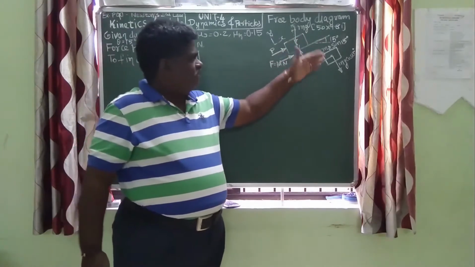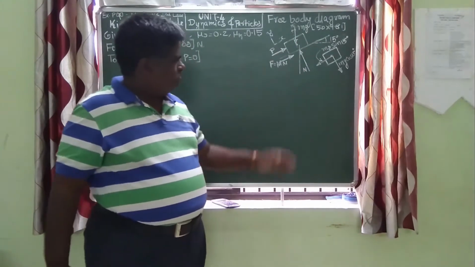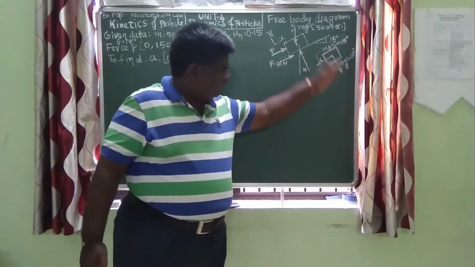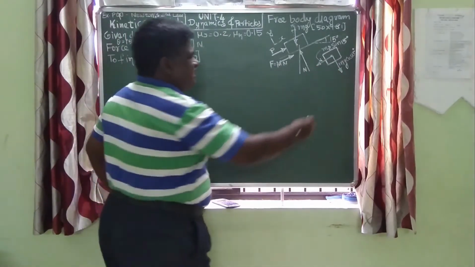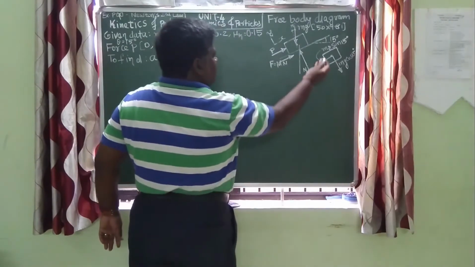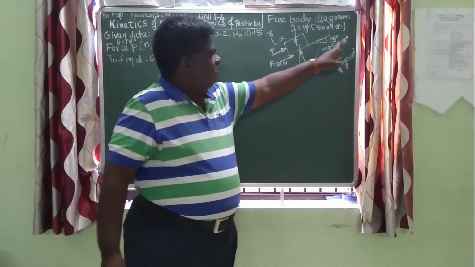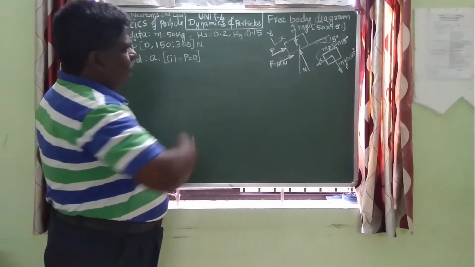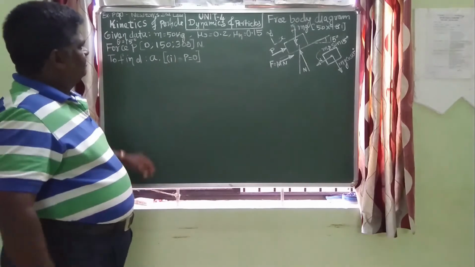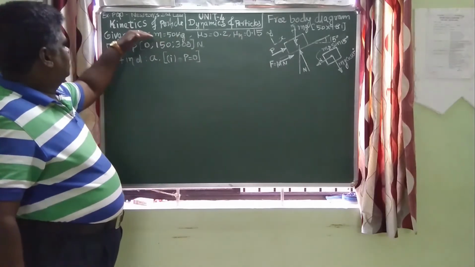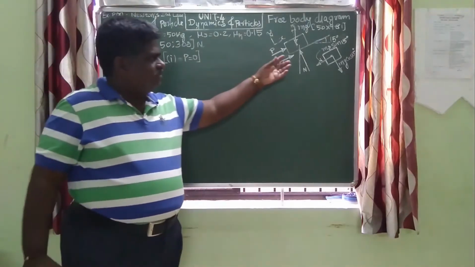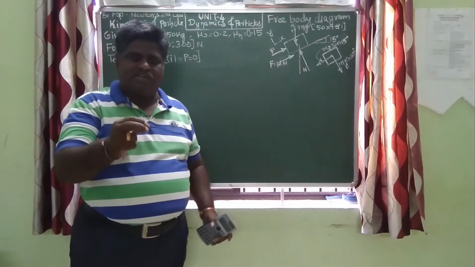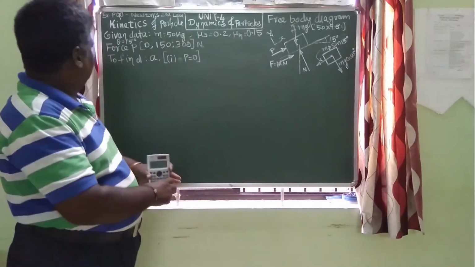The weight force, we have to resolve into two components. One is the vertical component, that is mg cos 15 degree. The horizontal component is mg sin 15 degree. From the free body diagram, we have to note down the given data. This problem we consider as a kinetics of the particle. By using Newton's second law, we can solve this problem.